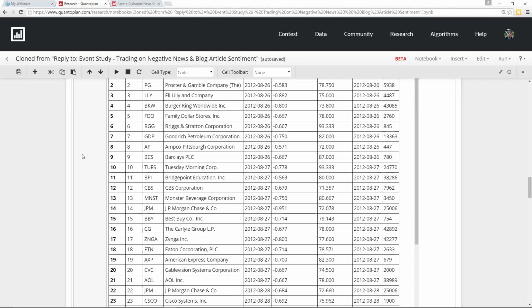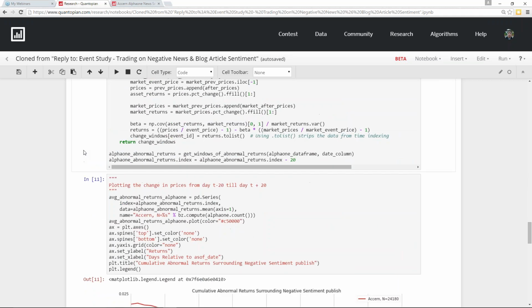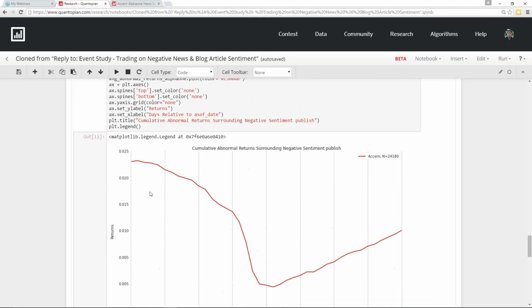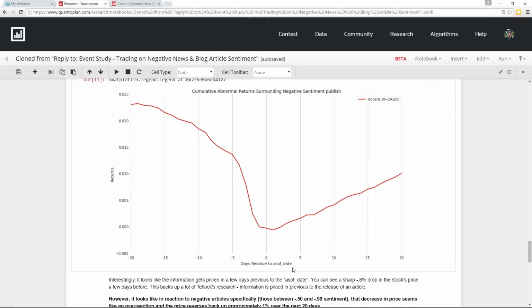What we're doing is saying on day 0, which is the as of date we saw in the data, look at each day starting from 20 days ago. Look at the cumulative return relative to t = 0 and calculate the returns. And then we do the same for t + 20. One thing to know is that we're looking at abnormal returns, which for those who don't know are basically returns you would find over the market.